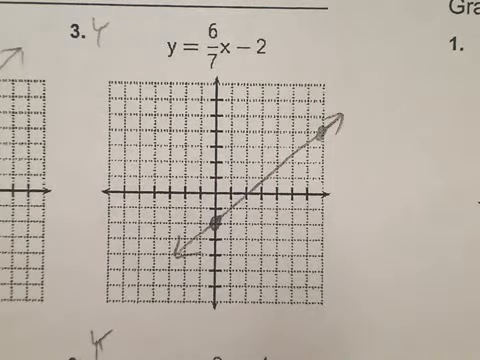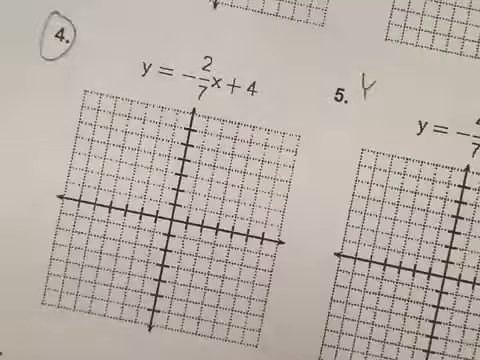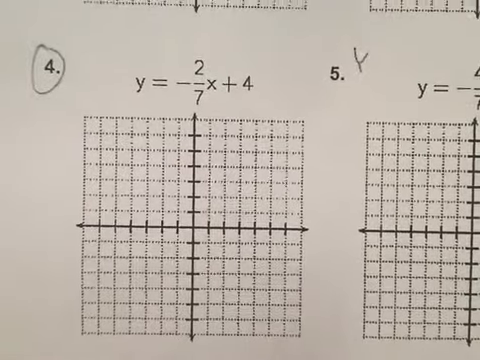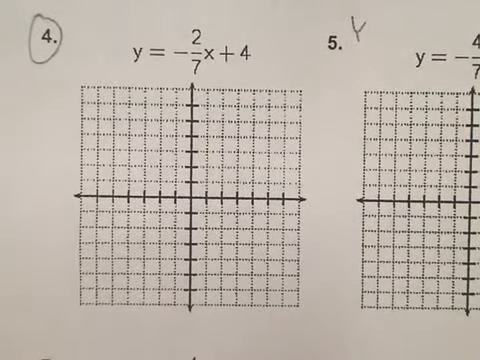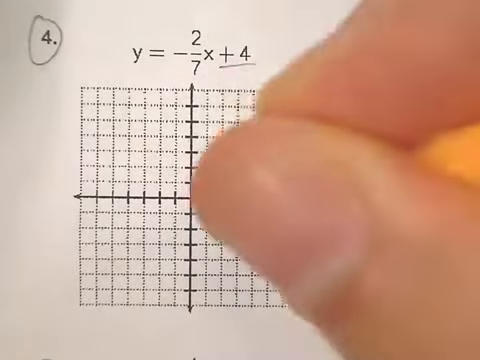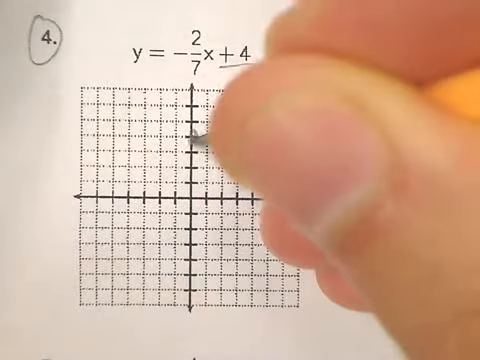Next I want to look at number 4, and numbers 4, 5, and 6 all have a negative slope. So I want to look at that real quick. So that's the only other thing that could happen here. Alright, let's check this out. So for number 4 here, I have y equals negative 2 sevenths x plus 4. This starts the exact same way. Go up 4. 1, 2, 3, 4.